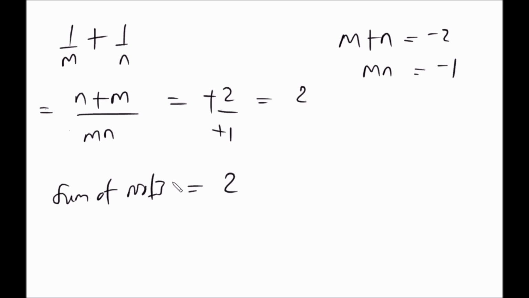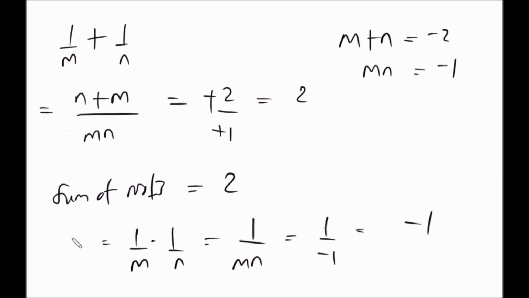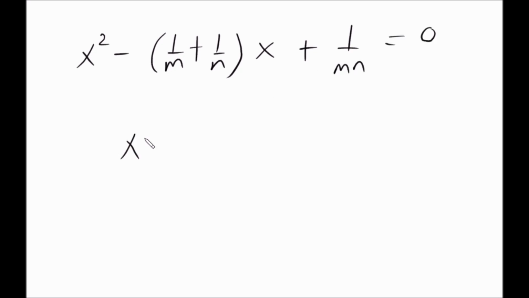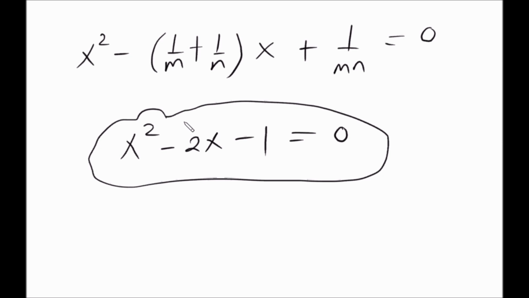So the sum of roots we have found is 2. The product of roots: I take 1 over m times 1 over n, which is 1 over mn. But mn is negative 1, so the product of roots is negative 1. Now our equation is x squared minus sum of roots x plus product of roots equals 0. Our sum of roots is 2 and the product of roots is negative 1. So this is the equation whose roots are 1 over m and 1 over n. This is part B.